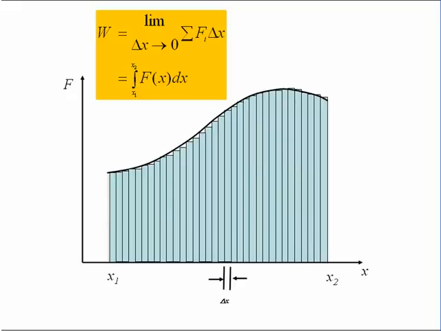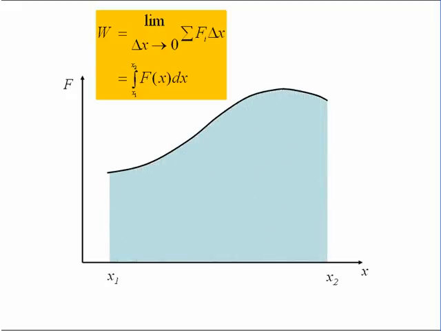If we know the function f of x, we can substitute it into this integral to find the total work done. Notice also that the work done is equal to the area between the f of x curve and the x-axis between the limits of x1 and x2.